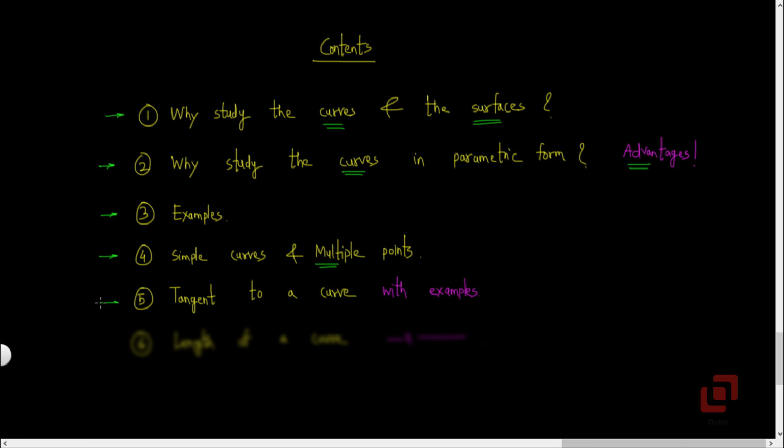The first one is to find the tangential direction to the curve, and we will solve some examples based on that. And then in the last part we will see one more application of parametric curves, that is finding the length of the curve with examples. The process of finding length of a curve is also known as rectification. So let us start discussing the parametric curves.